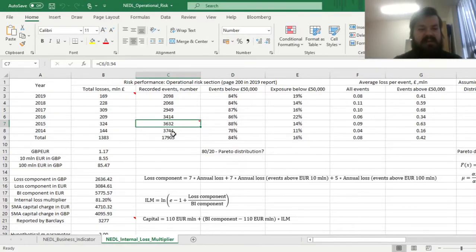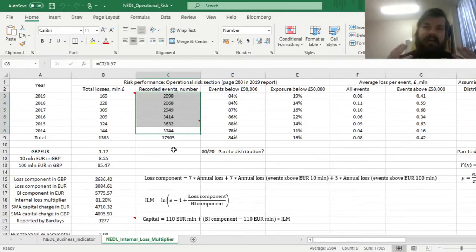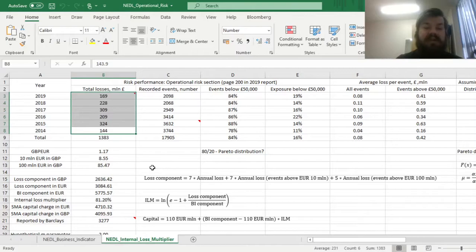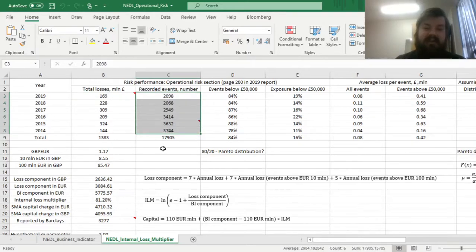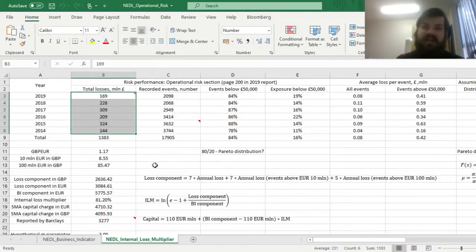So what we can see here straight away is that the number of operational risk events throughout the years is decreasing quite steadily, which perhaps emphasizes how much more robust Barclays has become in terms of operational risk management throughout the years. However, the total losses, while decreasing, are not decreasing that steadily. We can see that the dynamics is quite unstable, with losses being the highest in 2015. They also exceeded £300 million in 2017 as well, but they are quite low in 2019. So while the number of events is decreasing steadily, the amount of losses is fluctuating quite a lot throughout the years.